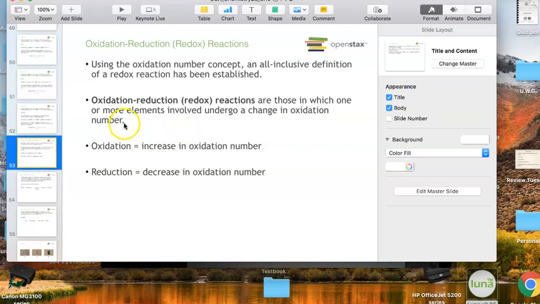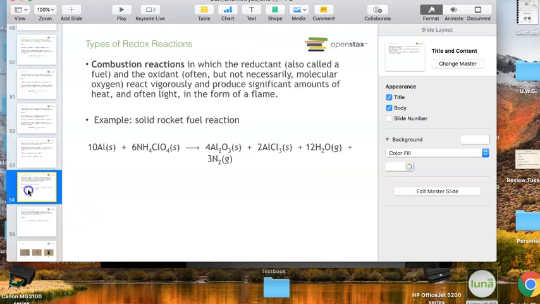And so what is oxidation? By definition, it's an increase in oxidation number. Reduction is a decrease in oxidation number. So here we're going to look at the different types of redox reactions.